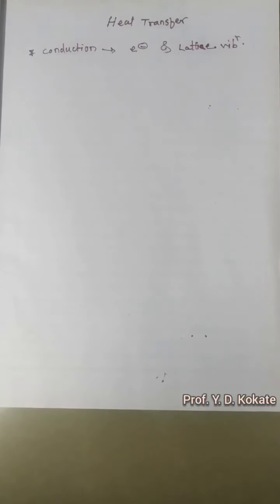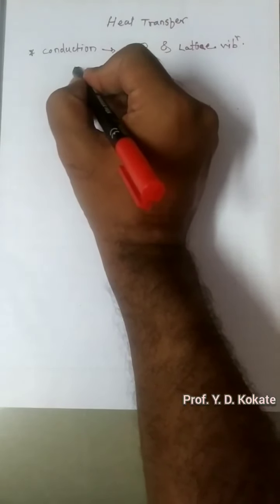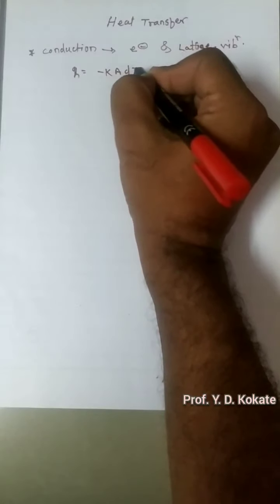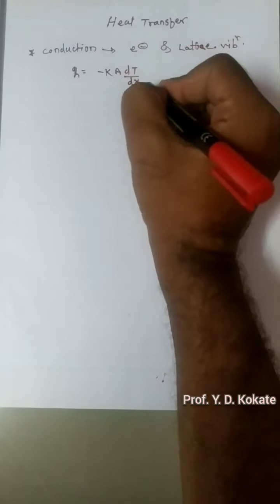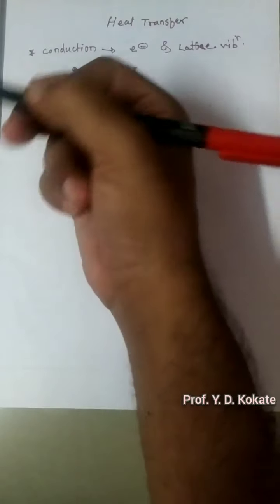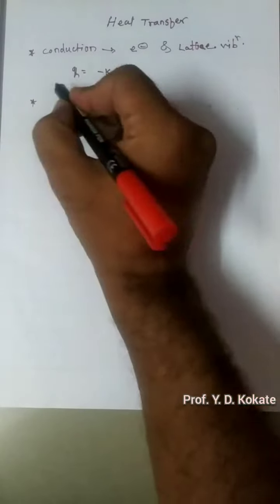We also noted the law governing conduction, that is Fourier's law of conduction, and the statement from Fourier's law of conduction is Q = -kA dT/dx. Now in this video we are going to the next mode of heat transfer, that is convection.